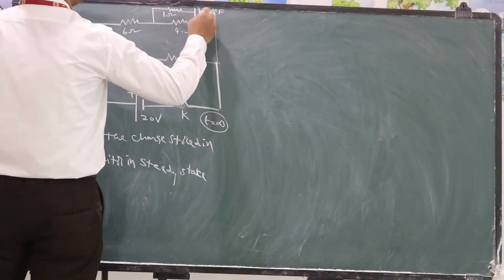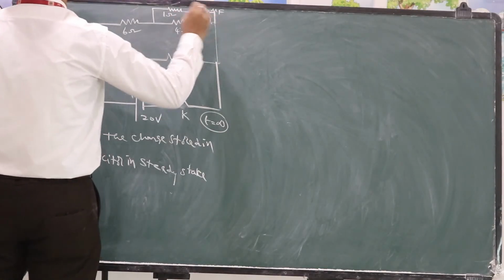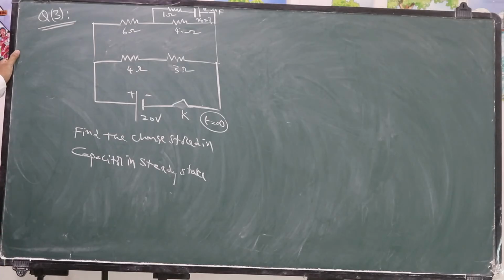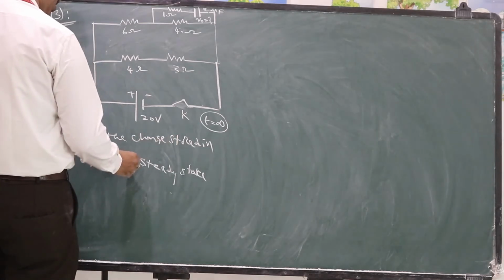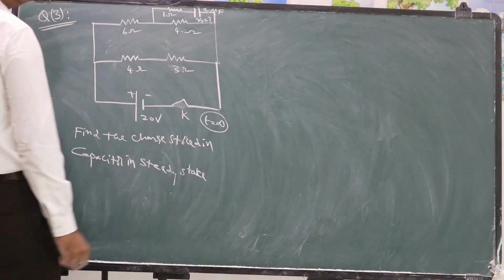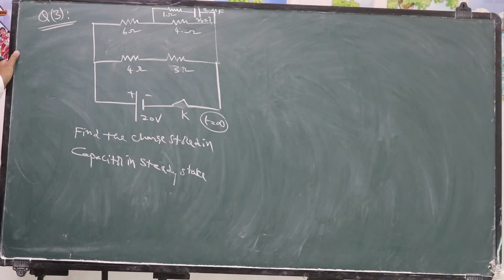So the charge stored in the capacitor, let it be Q naught. You are asked to find Q naught after a long time. Always remember that if they ask you to find the charge stored in a capacitor without mentioning the state, the default state is the steady state. After a long time, what is the charge stored? Let us see.